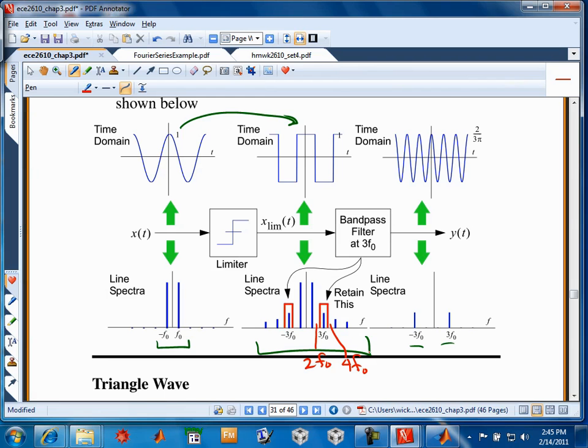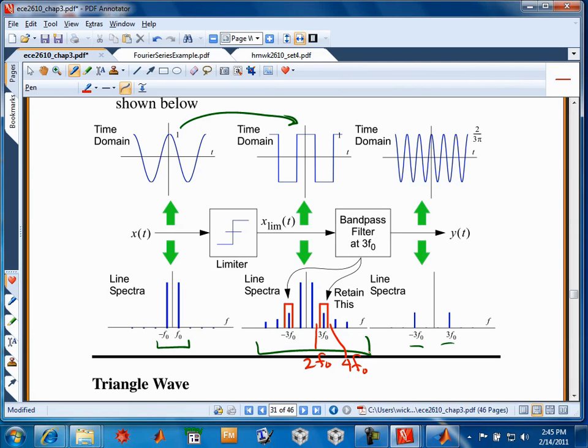If those were not zero, in other words, there was a representation at the second and fourth harmonic, then the design of the bandpass filter would be more critical, because we'd have to make sure that we did not pass any of those signals through. So we're also relying on the fact that the design of the filter is relaxed somewhat because there's no need to worry about eliminating with our filter the second and fourth harmonics. Does that make sense?